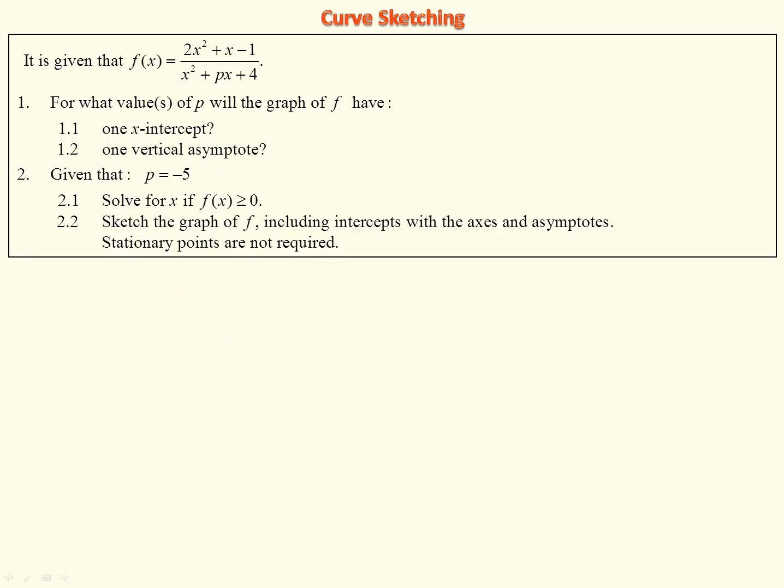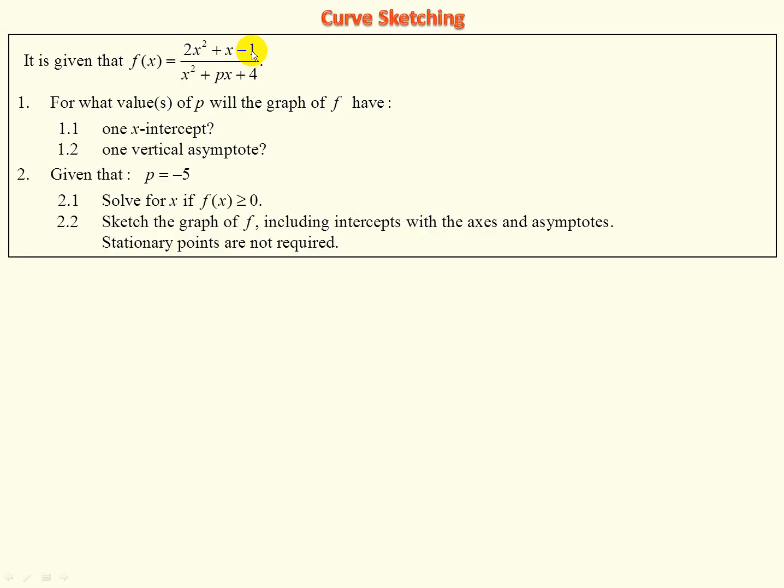Next question. It is given that f of x equals 2x squared plus x minus 1 over x squared plus px plus 4. For what values of p will the graph of f have one x-intercept? Now if you look at this, that is a quadratic in the denominator, and there's a quadratic in the numerator. Now, it's only the numerator that counts if we're equating this to 0, because we need a 0 in the numerator to get 0. So that's the one there that actually determines your x-intercepts.